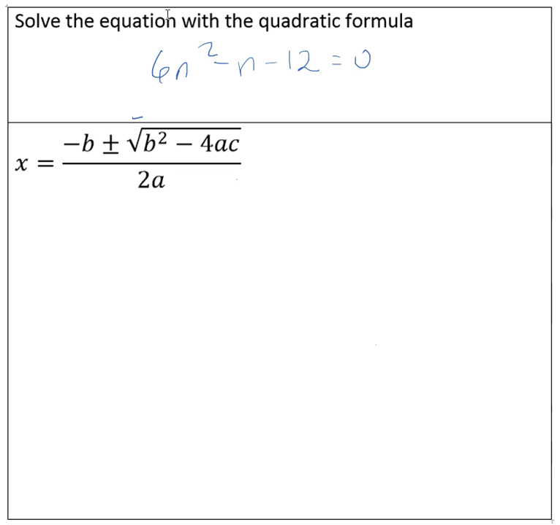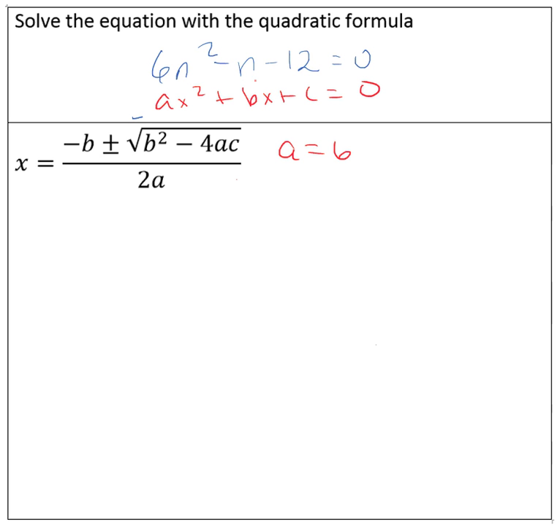All right, let's take a look at solving 6n squared minus n minus 12. It is not factorable, so we are going to use the quadratic formula. In order to do that, we need to know what ax squared plus bx plus c is and compare it to our function. So we can compare our squared terms, and we see that a is 6.